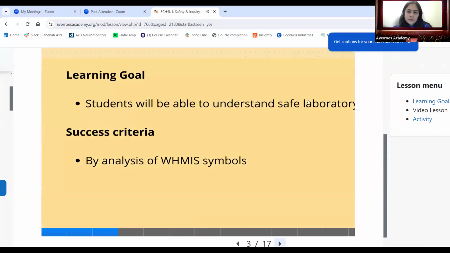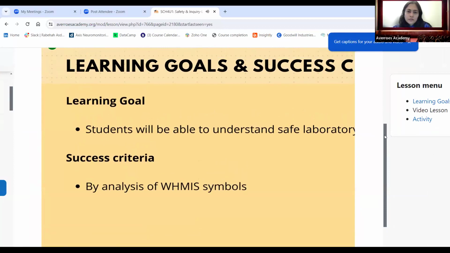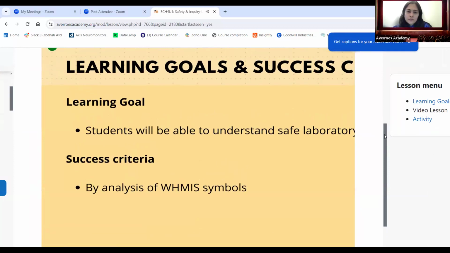So your learning goals and success criteria are listed here. Students will be able to understand safe laboratory practices, and your success criteria, you'll be able to do this by analyzing WHMIS symbols.